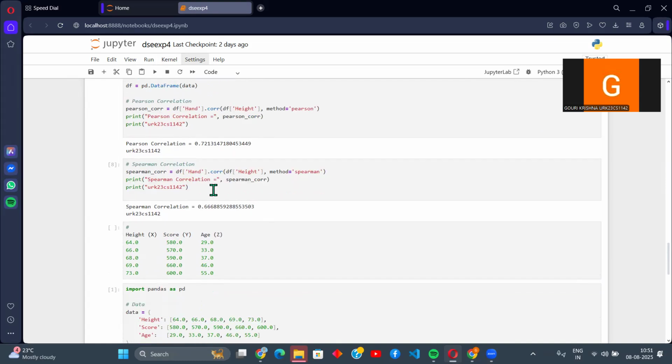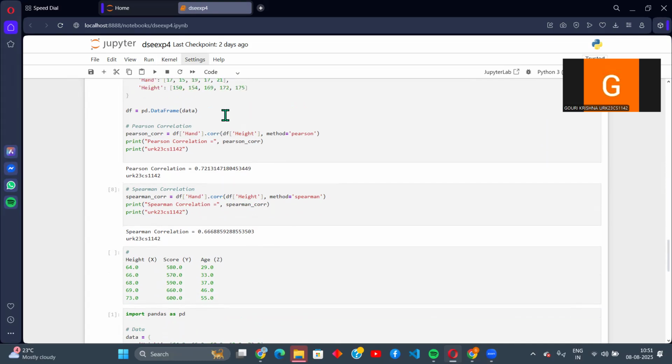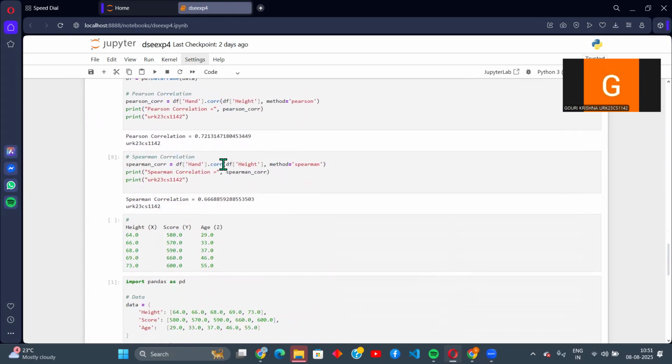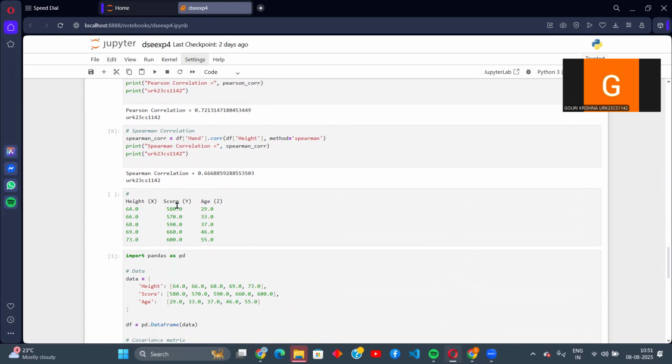And then the eighth question is also based on the table. It's Spearman correlation, hand versus height. It uses the same data set we used in the seventh question, which is basically this table. It computes the Spearman correlation, which measures rank-based relationship. It is useful when data may not follow a straight-line trend. So this is the output for that.